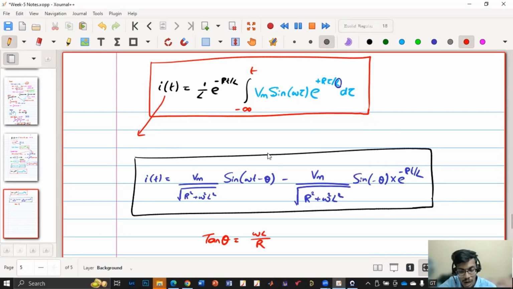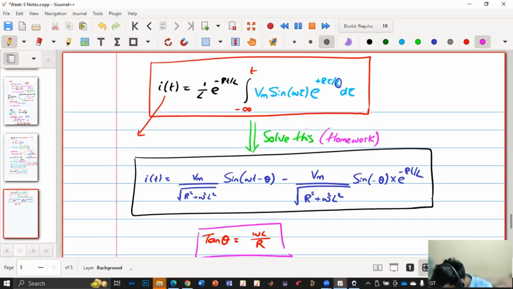Okay, so I'm skipping this part. Trust me that you will get this. For the time being, let us assume we have got this solution, because I have calculated and cross-checked.